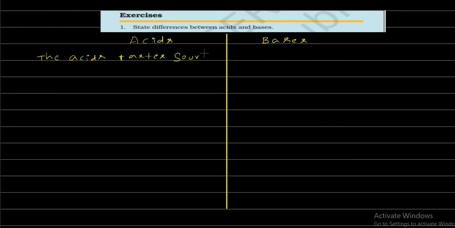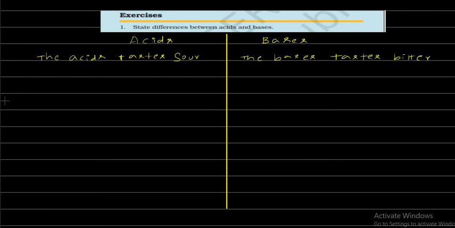State the differences between acids and bases. We need to write the differences of acids and bases. First we need to divide the page into two parts. The substances, or you can say the acids, taste sour, whereas the bases taste bitter, right?